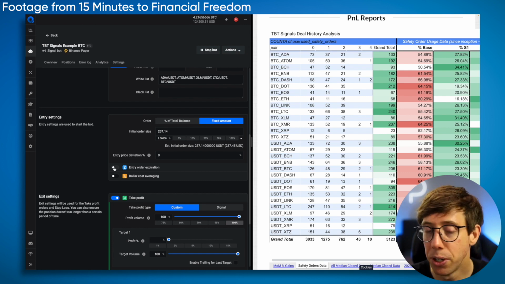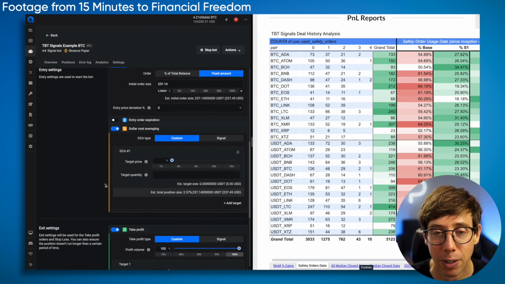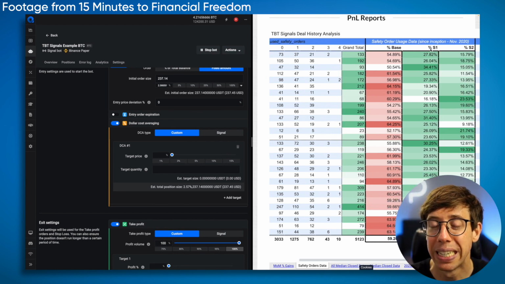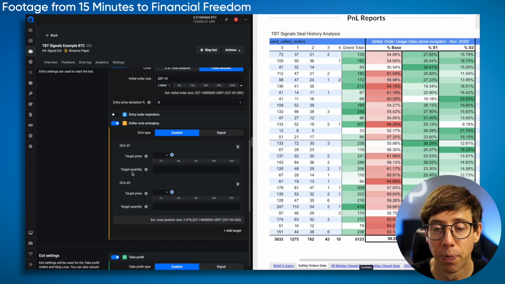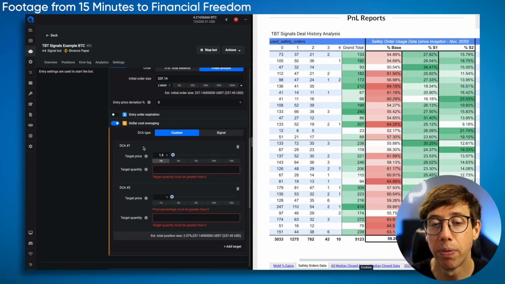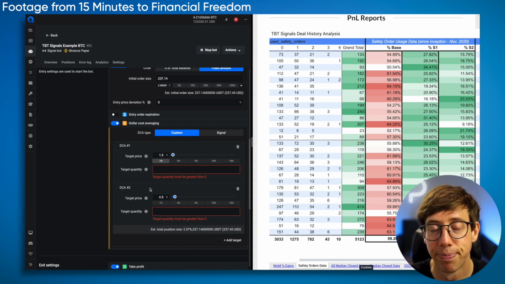Entry order expiration, don't touch. Dollar cost averaging, yes, please. These are our safety trades. Safety one is DCA one. Safety two would be DCA two. The first target price is 1.5%. The second target price is 4.5%.